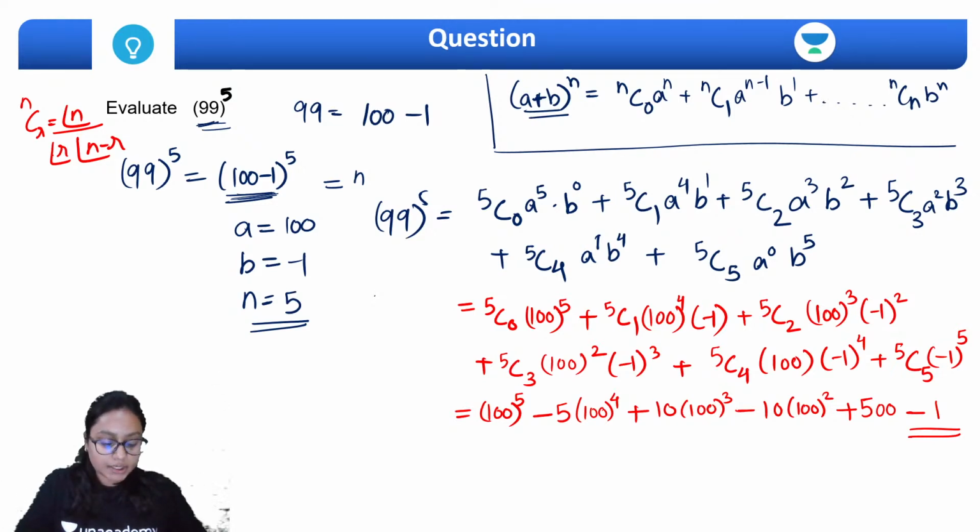Yes, Praveen, Rani, Shalu, Naveen, is this question clear? Mayur, is the question clear to you?